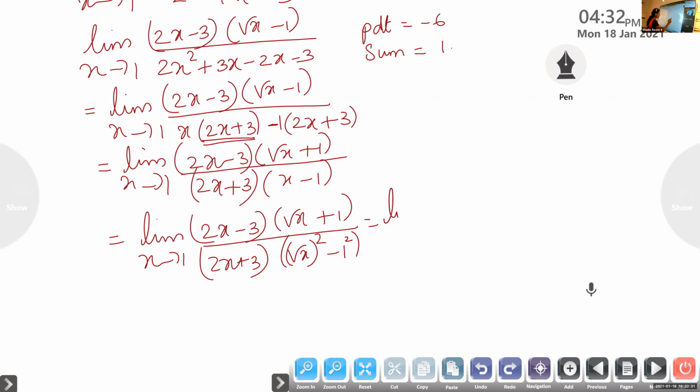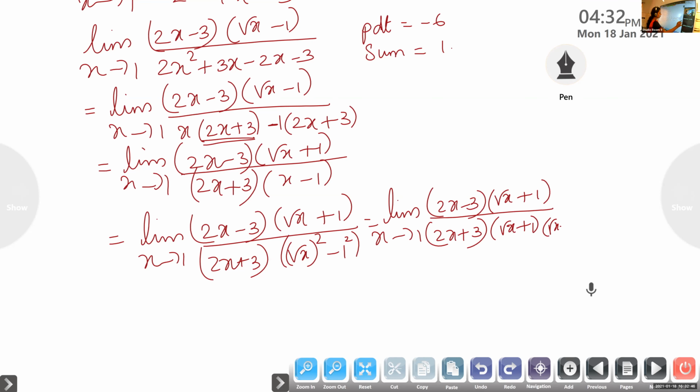So next step you simplify that. So it is limit x extending to 1, (2x minus 3) into (root x minus 1) by, it is (2x plus 3) into a plus b into a minus b. So it is root x plus 1 into root x minus 1. So root x minus 1 will get cancelled. Now put x is 1.